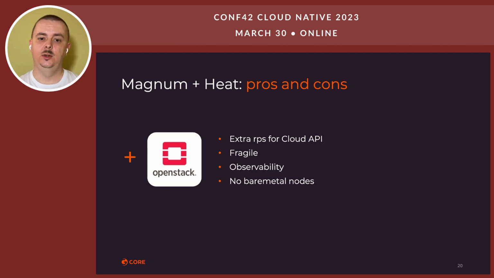Well, first of all, it is extra RPS for the Cloud API. Like I said, we had to hide the Magnum and the Heat APIs behind the Cloud API. So now all the requests to those APIs go through the Cloud API. And that's a lot of requests if you have a lot of clusters. But that's not a big deal. Well, the second thing is that this construction is really fragile. So what I mean, if something went wrong while the cluster was creating or updating, the Magnum cluster goes to the error state.